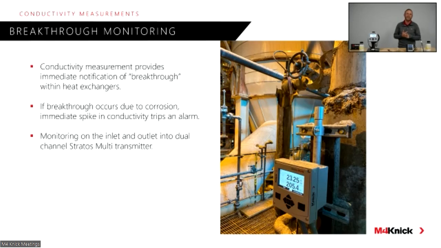And we refer to that type of application as a breakthrough application, where we can monitor the conductivity on the inlet side and monitor the conductivity on the outlet side. And they really should be close to equal, right? If they are not, and we have a change in conductivity on the outlet side, well, we know then we can assume that we have some sort of breakthrough due to corrosion occurring within that heat exchanger. This is a very common application that we make all the time.